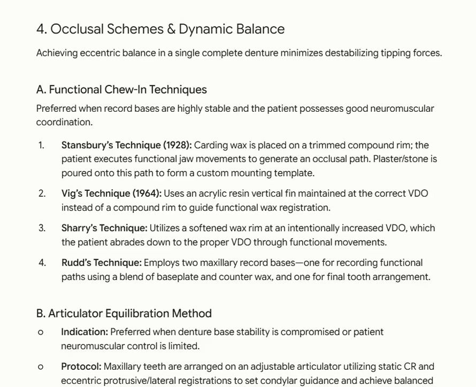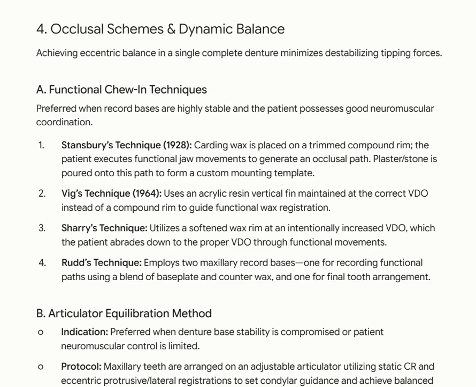Wiggs technique, 1964, uses an acrylic resin rim with the vertical dimension maintained at the correct level instead of a compound rim to guide functional wax registration. Sharry's technique utilizes a softened wax rim at an intentionally increased vertical dimension, which the patient abrades down to the proper vertical dimension through functional movements. Rudd's technique employs two maxillary record bases, one for recording functional paths using a blend of baseplate and counter wax, and one for final tooth arrangement.